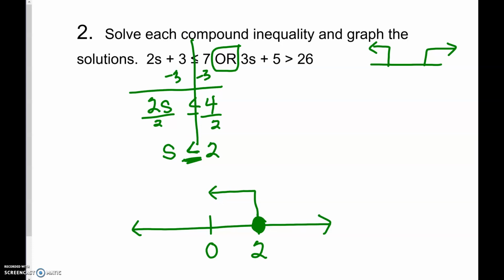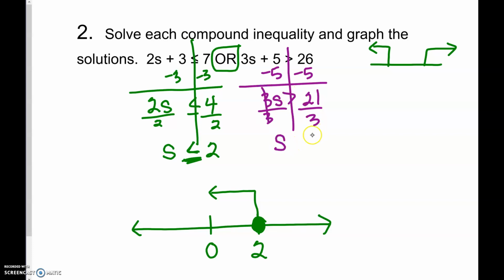All right, looking at the second one over here, we have 3s plus 5 is greater than 26. I'm going to subtract 5 from both sides. So I get 3s is greater than, and 26 minus 5 is 21. Now I'm going to divide both sides by 3. So those cancel. S, no flipping because we divided by a positive number. And we get 7.